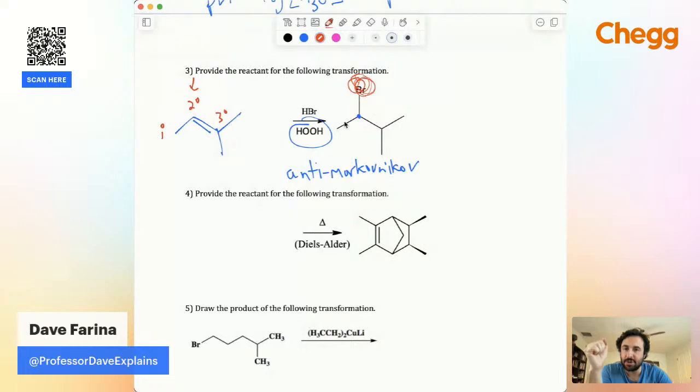Okay. So we just have to know this means hydrohalogenation. So it's an addition reaction. We came from an alkene. And then the presence of peroxides promotes anti-Markovnikov regiochemistry, and that will tell us where the pi bond must have been.